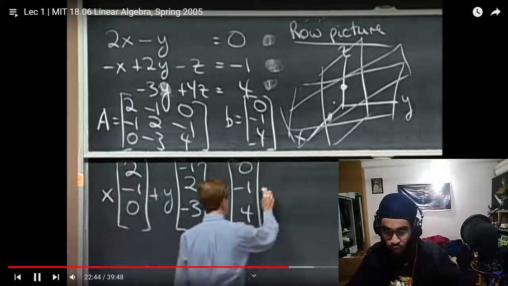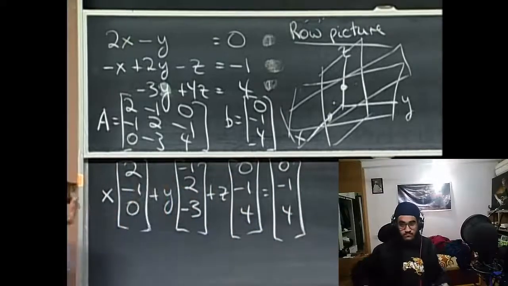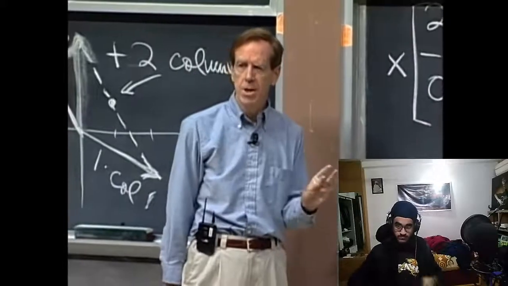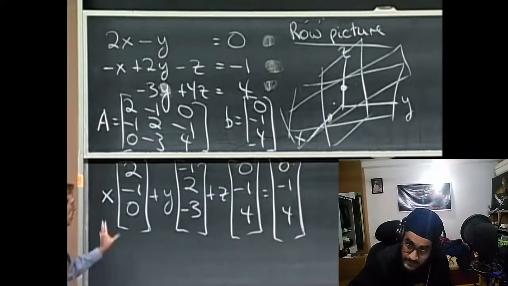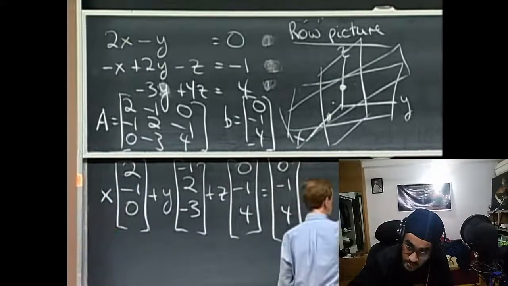...combine to produce the right-hand side, which is 0, minus 1, 4. Okay. So what have we got on this left-hand side? A linear combination of three vectors, and each one is a three-dimensional vector. So we want to know what combination of those three vectors produces that one. Shall I try to draw the column picture then?